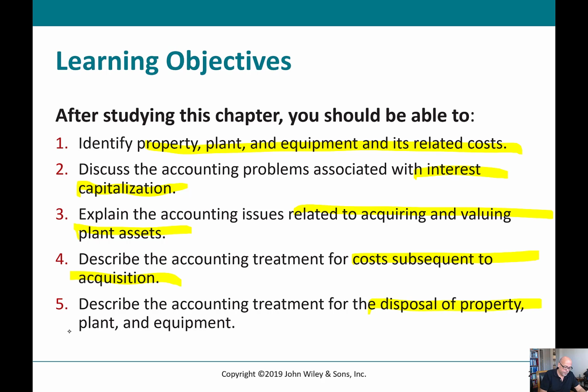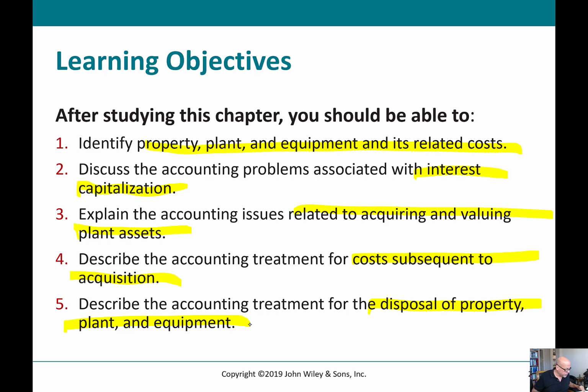And then finally, what happens when we dispose of property, plant, and equipment? We go ahead and sell the asset, and we'll have to recognize a gain or loss on that sale. What happens if we don't sell it for cash, but we exchange it for another piece of equipment, let's say? We're going to see what the rules are around what we call non-monetary exchanges.